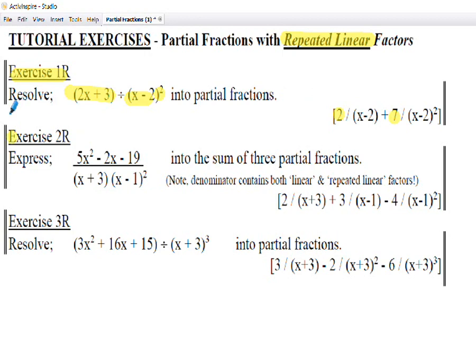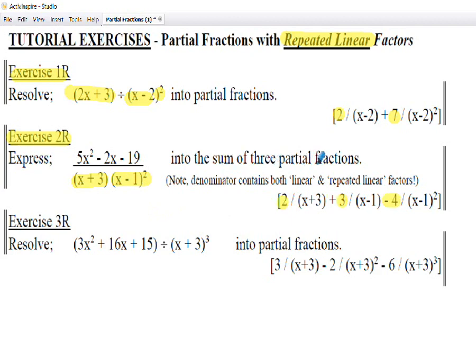In exercise 2R, you've actually got a linear factor first of all, and a repeated linear factor, so be careful of that. So your output partial fraction would be a over x plus 3 for the linear factor, and then b over x minus 1 plus c over x minus 1 squared, and the a, b and c are given in the solutions there.